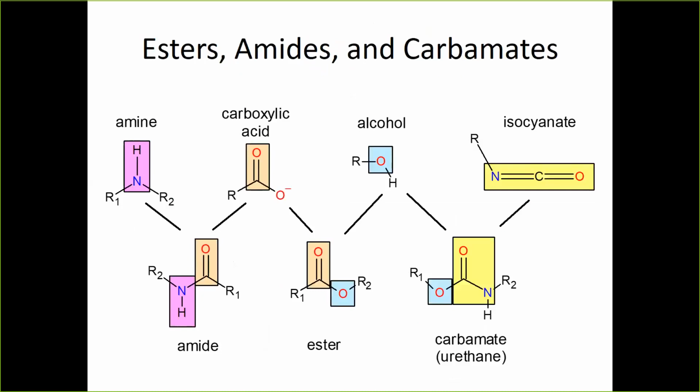And then on the far right, if you put together an alcohol with something called an isocyanate, which we're going to be talking about a little bit more, you can get something called a carbamate. And carbamates are of interest too. They're present in some pesticides, which have cholinergic properties.